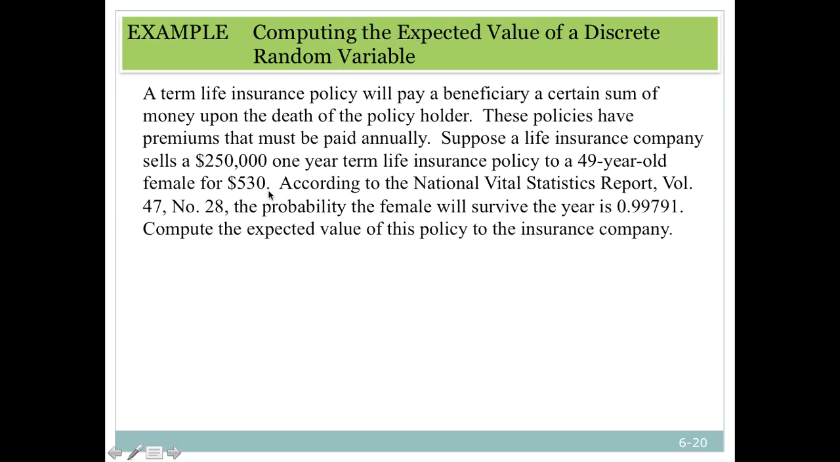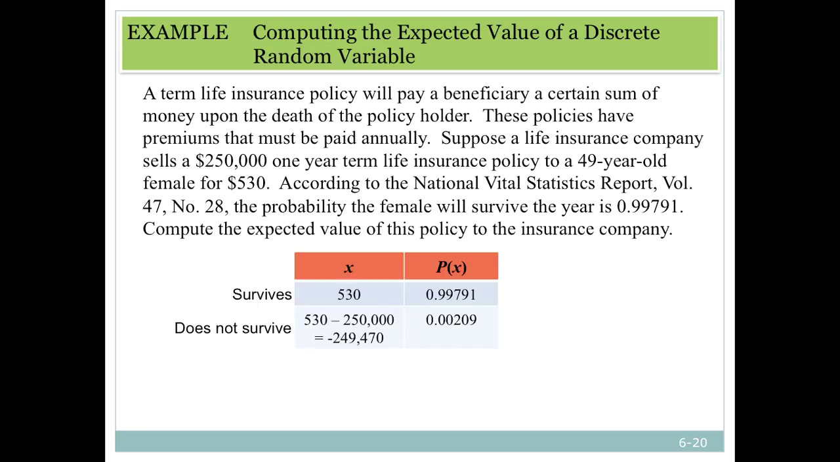$530 is the premium that's paid annually. And we know that according to the National Vital Statistics Report, the probability that a female aged 49 is going to survive the next year is 0.99791, so about a 99.791% chance that that person will survive the year. What we want to do is compute the expected value of the policy to the insurance company. Now, if you think about it, the entire goal of insurance companies is to make money. So we should have a positive expected value if we're talking about how much the insurance company is going to make from this one policy.